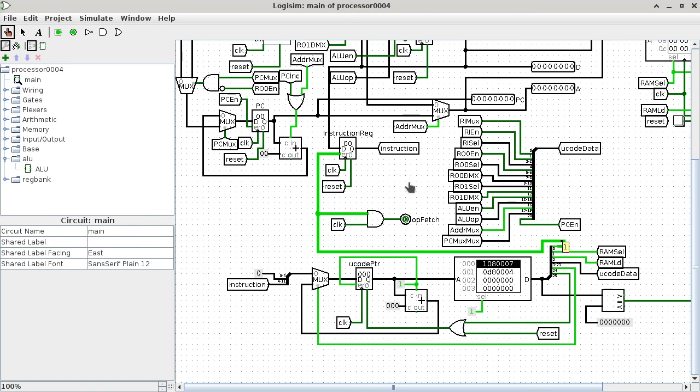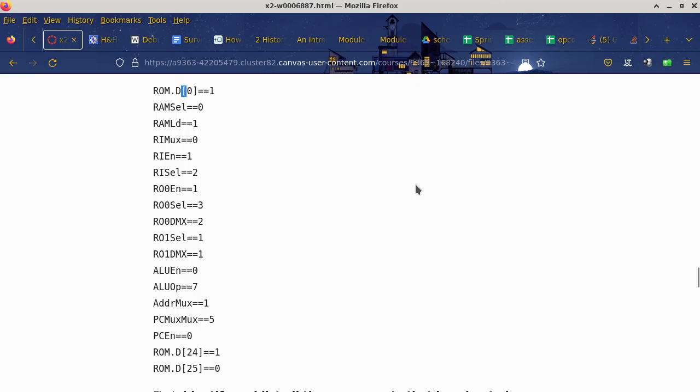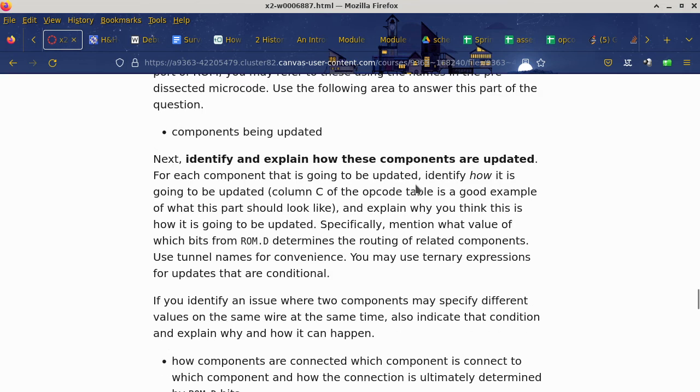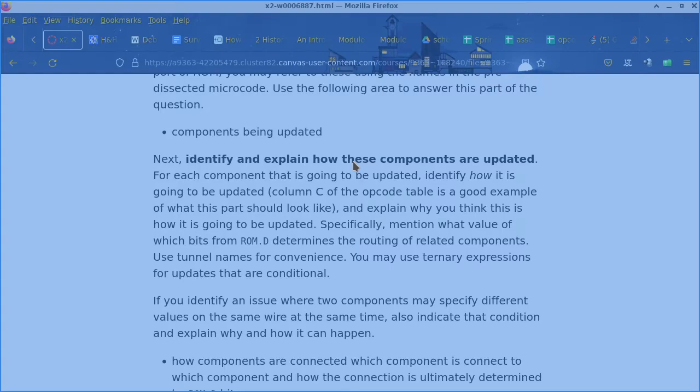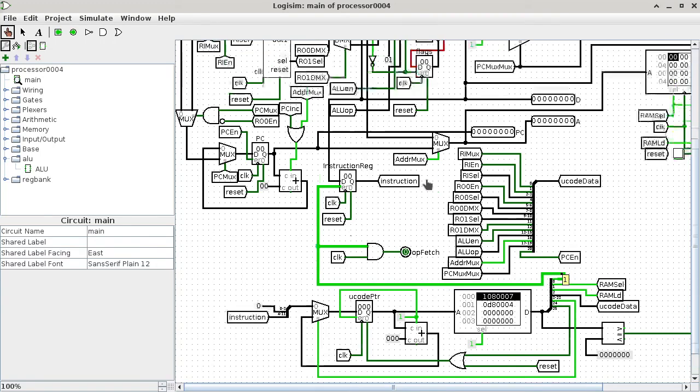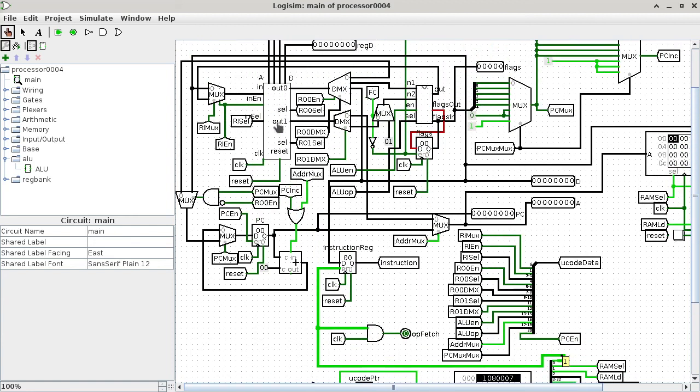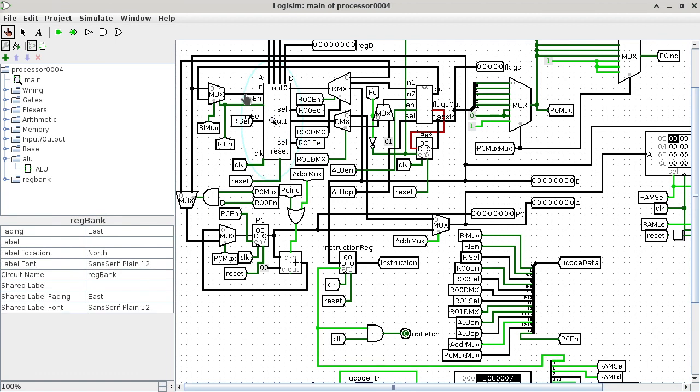All right, so with that done, we move on to the second part of the question. So the second part of the question is next, identify and explain how these components are updated. In other words, we know they're going to be updated, but who is supplying the data to update these components? So that is going to take some tracking down because now we know the register C inside the register bank is going to be updated, and it is updated because of this node here.